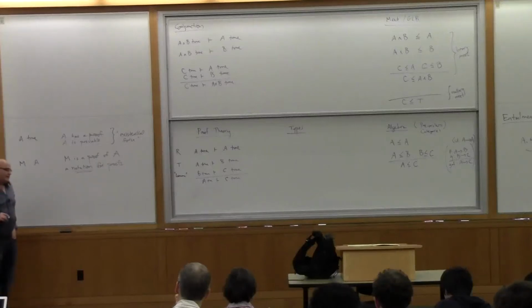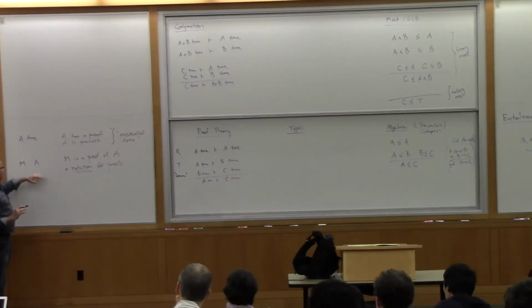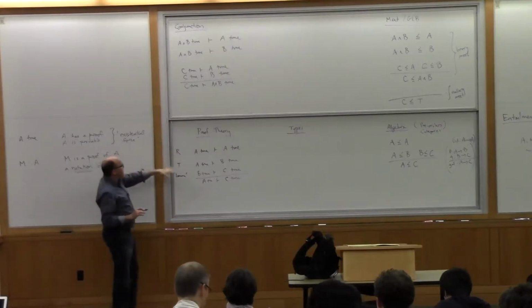Hoping to do is to lead you down the rabbit hole, and then you will realize there's a whole other world out there, and I think you'll never look at things the same way again. Okay, so here's the idea. So M is a proof of A. So let's go back to this. So this is the idea.